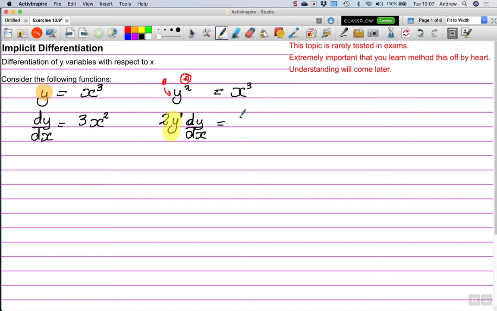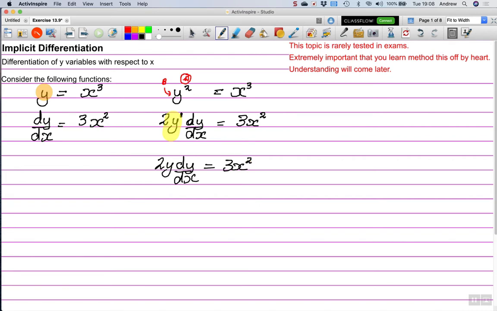And over here, multiply by the power and put the power down 1. So the answer is 2y dy/dx is equal to 3x squared.